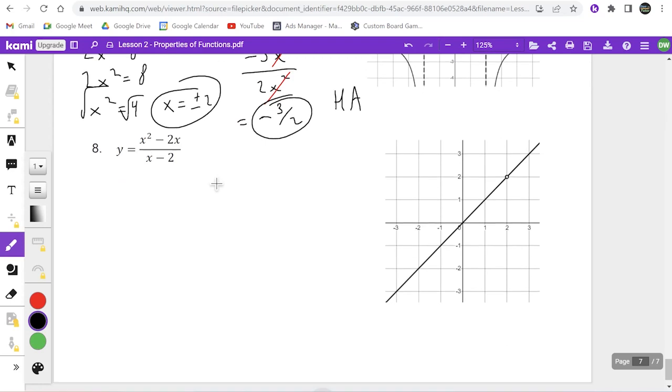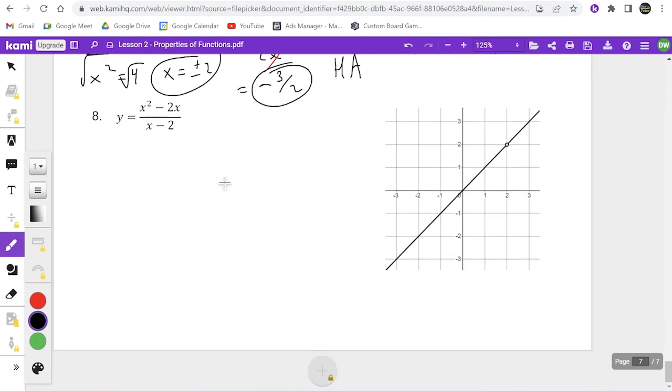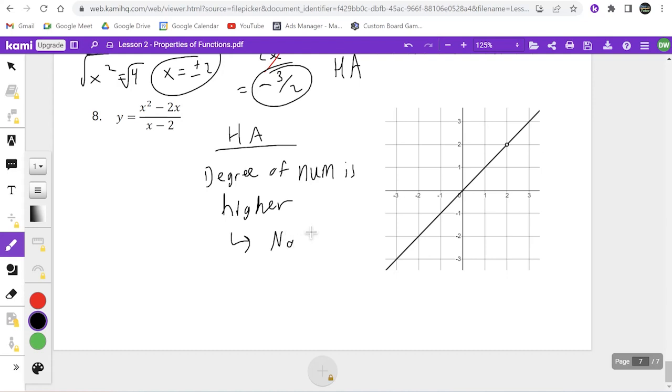And now for the last example of the night, number 8. Number 8, we have y equals x squared minus 2x over x minus 2. For the horizontal asymptote, again, you have to say who's higher, the degree of the numerator or the degree of the denominator. For that, you would say the degree of the numerator is higher.